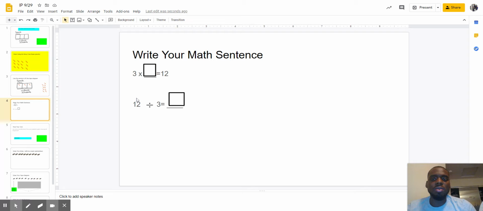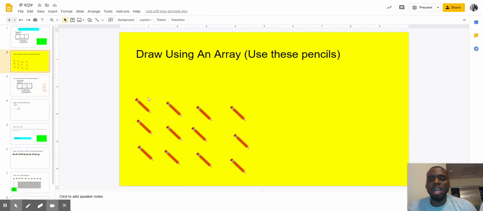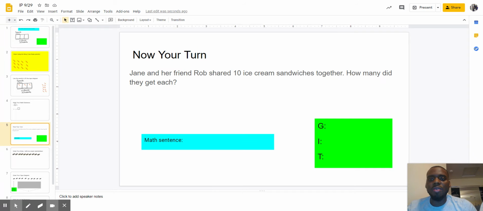The next thing you're going to do is write your math sentence. Mr. Richardson already set up for you, so the only thing you need to figure out is the missing unknown. Okay, friends? So we're going to go back. We're going to use these pencils and fill up each box one by one. Mr. Richardson already did the array for you, but you're going to have to do it by yourself so you can figure out that array. And we already used our GIT. Then after that, you have a new problem.